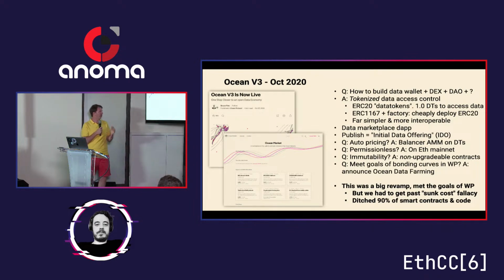The heart of it was you can view it as a revamp of the Ocean core product. And it met the goals of the white paper, which for us was a great relief. So October 2020, about 2.5 years after we did our final ICO. But actually, we had to get past the sunk cost fallacy. We threw out about 90% of our code from V1 and V2. That wasn't easy, because we had put our heart and soul into this. So we really had to get past that. But once we did, once again, the clouds parted, right?